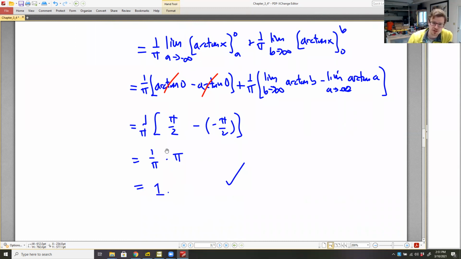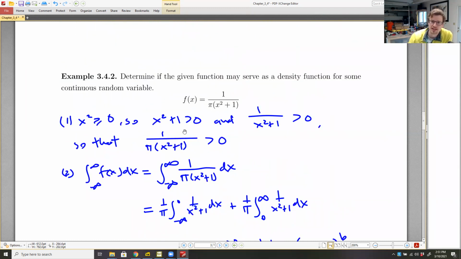So can this function serve as a probability density function for some continuous random variable? Thumbs up. Yes, it can. And that's all that we wanted to show.